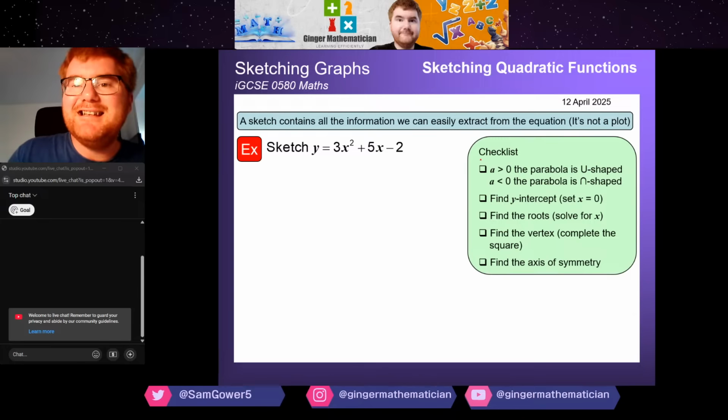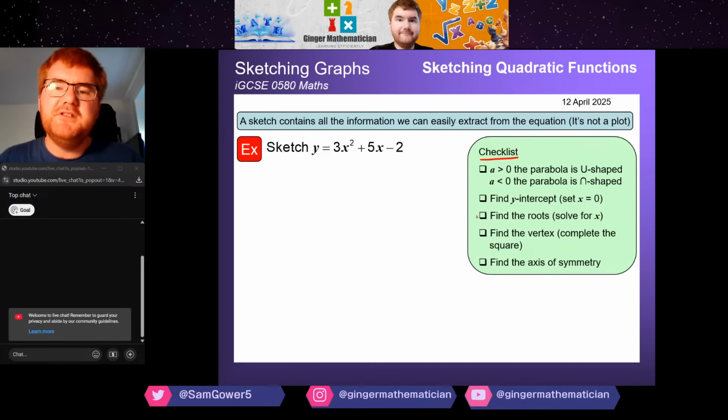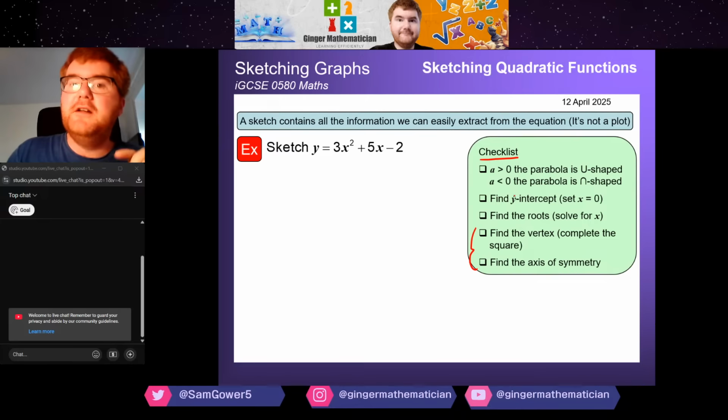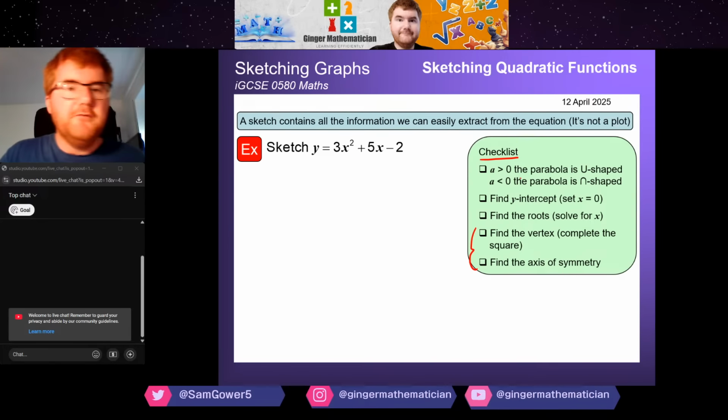Notice my checklist here is updated. So for quadratics, I have 5 steps here. Notice steps 4 and 5, you can take different approaches, essentially, to find the vertex, so to find the minimum point or maximum point. But again, we can use lots of different methods here.